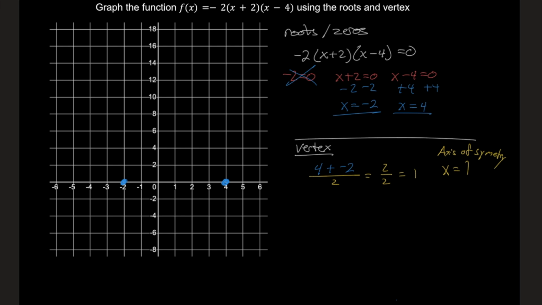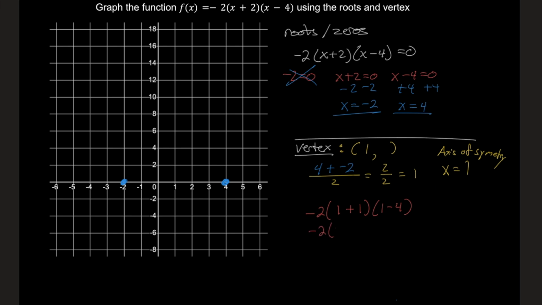Now that we have that, the next thing we'll do is find the y value for the vertex, because the vertex is an ordered pair, x comma y. We now have the x value of 1. To find the y value, we just plug x back into the equation. So we'll replace x in my equation with 1. So we'll have 1 plus 2 and 1 minus 4.